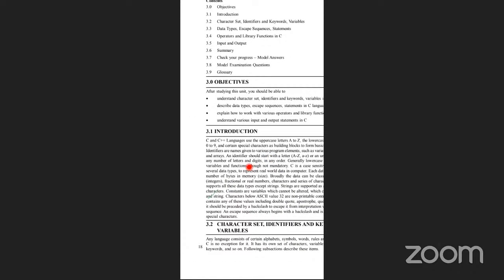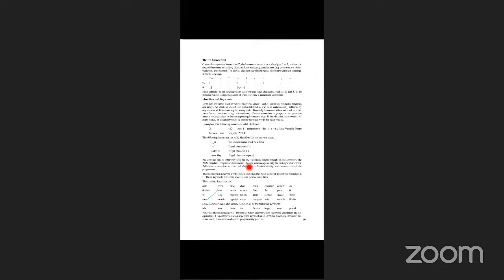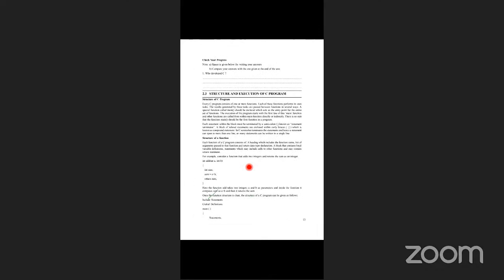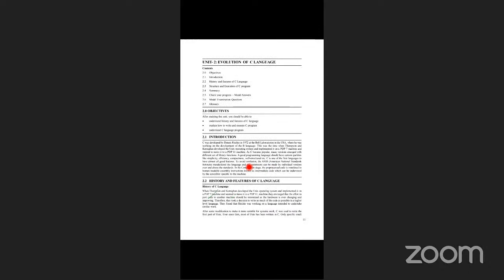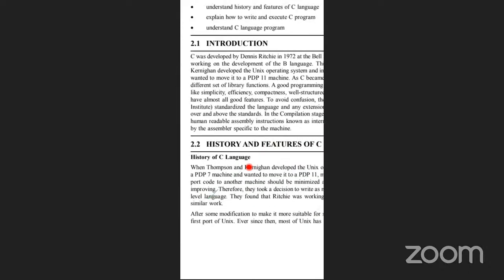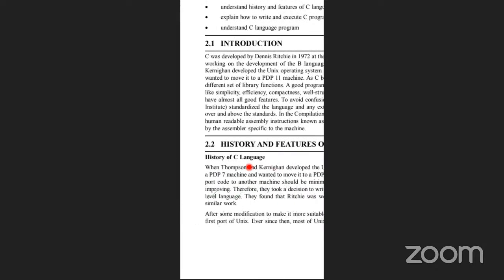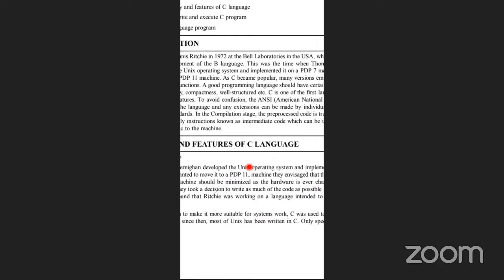So C and C++ languages. Objective of C language. Thompson and Kernighan developed the Unix operating system and implemented it on a PDP-7 machine to a PDP-11 machine. So it evidenced the effort.